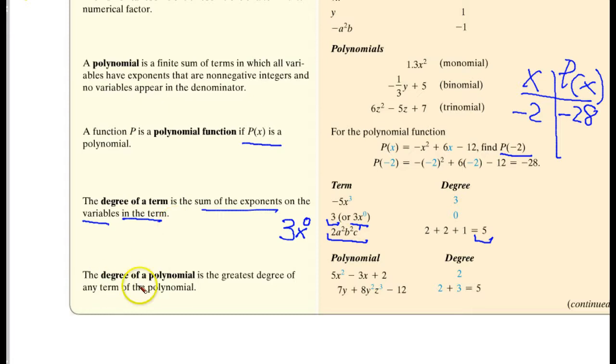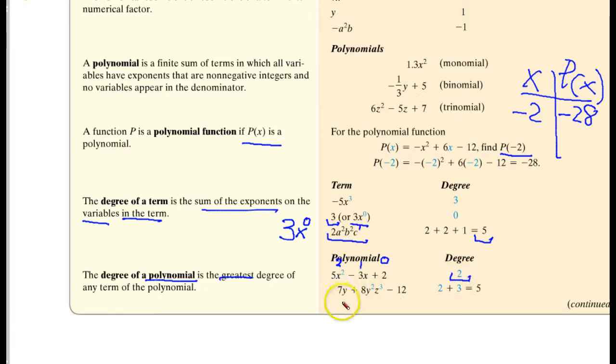Now when you're doing a degree of a polynomial, it's the greatest degree of any term. So I always suggest you look at it, you say, what's the degree of this? Well, 2. What's the degree of this? 1. What's the degree of this? 0. And of these 3 terms, which one is the highest? Well, the 2. So that's where you get the 2 from.